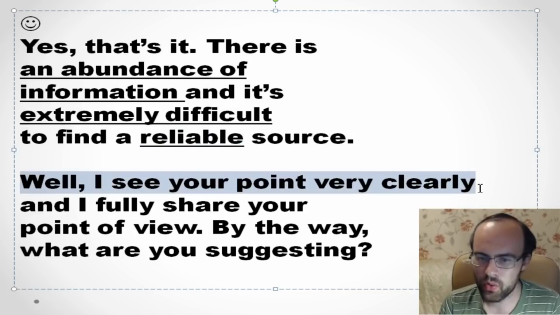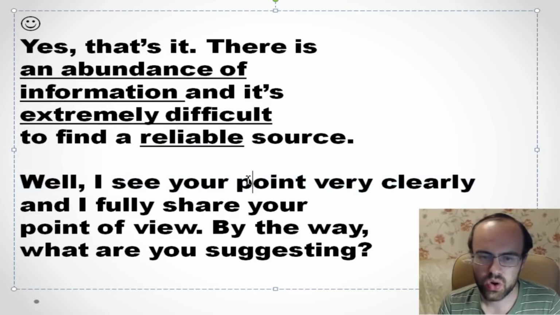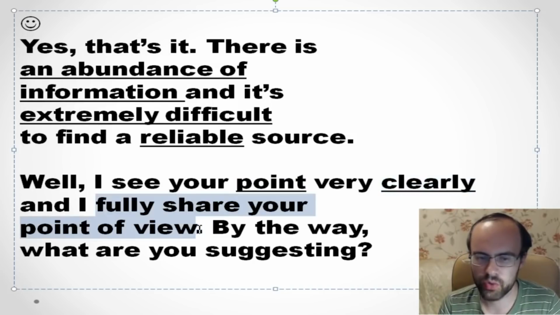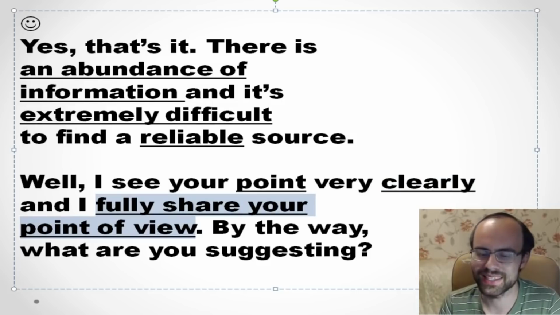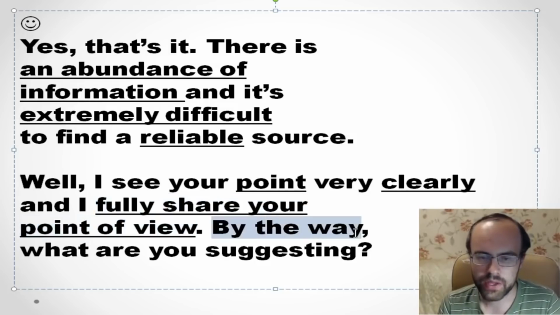Well, I see your point very clearly. Your point means your idea. I see your idea very well, and I fully share your point of view. Good phrase. I fully share your point of view means that I fully understand you and agree with you. I absolutely agree with you. I think the same.